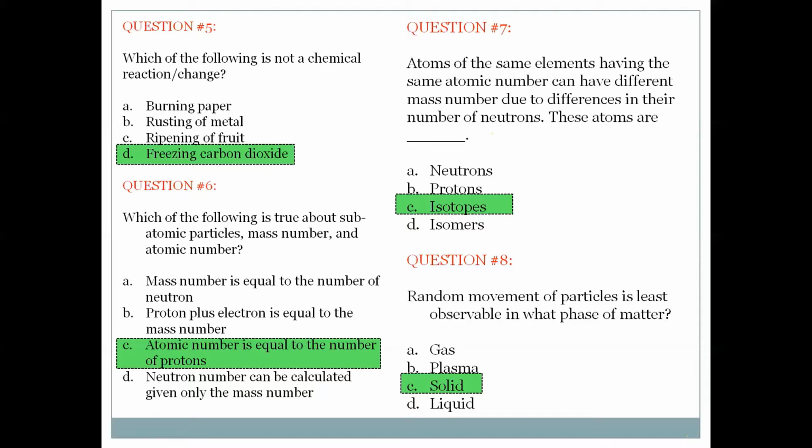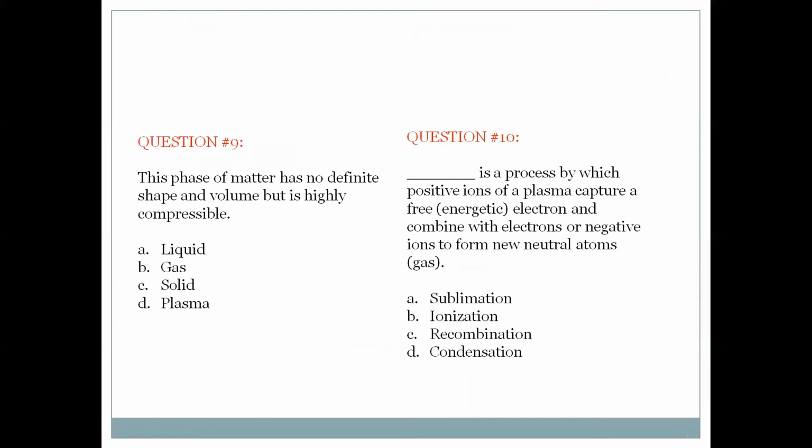Okay? Next, question number 9. This phase of matter has no definite shape and volume, but is highly compressible. It is gas. Next, blank is a process by which positive ions of a plasma capture a free energetic electron and combine with electrons or negative ions to form new neutral atoms. It is recombination. Yan o. So parang bumabalik yung electron doon sa positive ions, creating new neutral atoms.